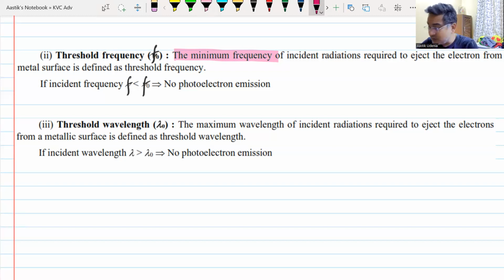What is the relation between f naught and W naught? W naught is the work function. W naught will be equal to h into f naught. Do we understand this? Yes.